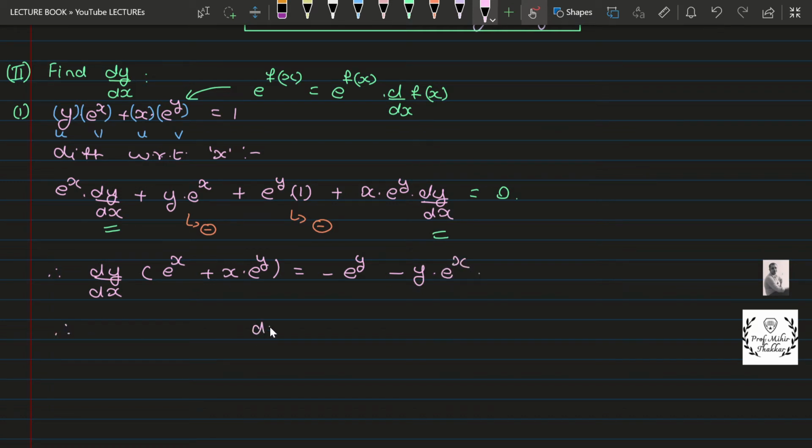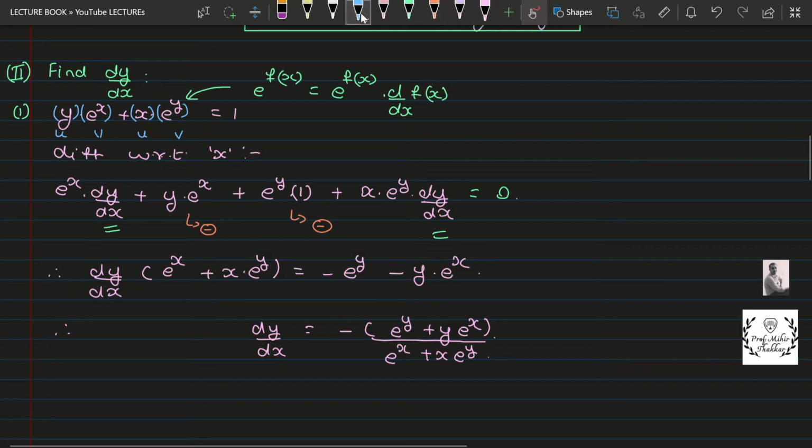So guys, in order to get our final answer, we take out minus common from these both terms, e raised to y plus y e raised to x, and over here we divide the left hand side element e raised to x plus x e raised to y. So guys, that is our final answer for dy by dx.